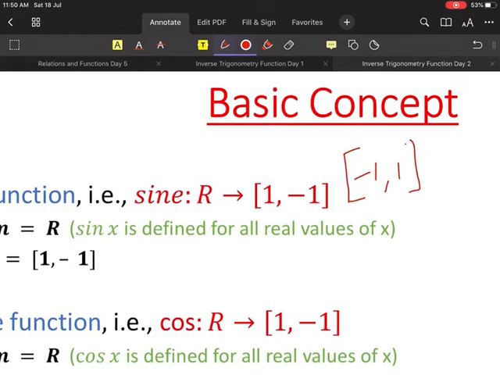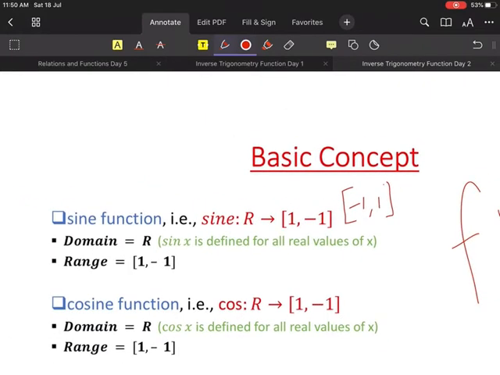So what is the range? If somebody asks you what is the range of the sine function, it will be minus 1 to 1. The maximum value is 1. The minimum value is minus 1. Okay? Clear? Yes or no?